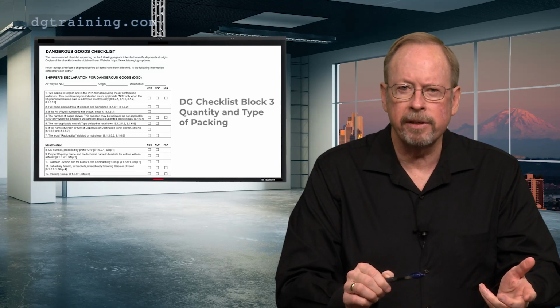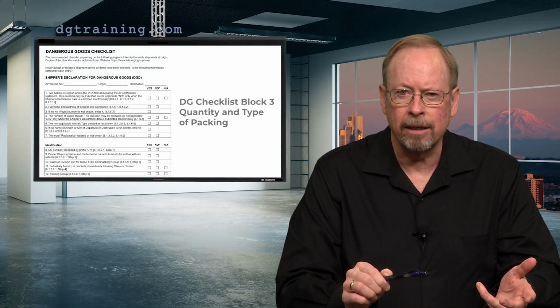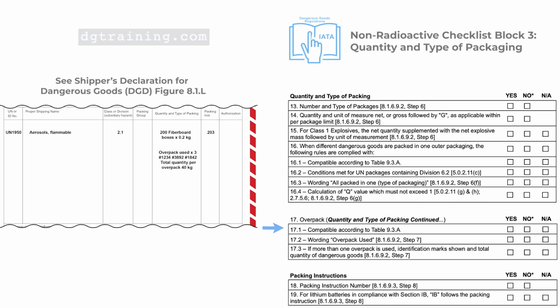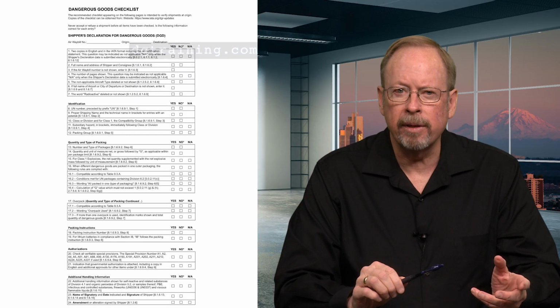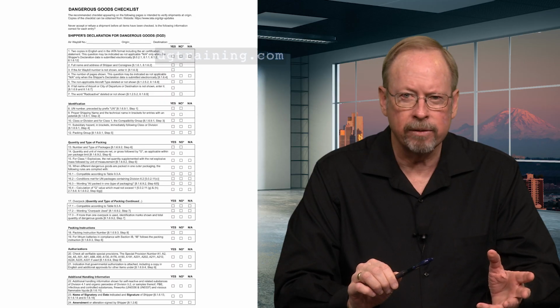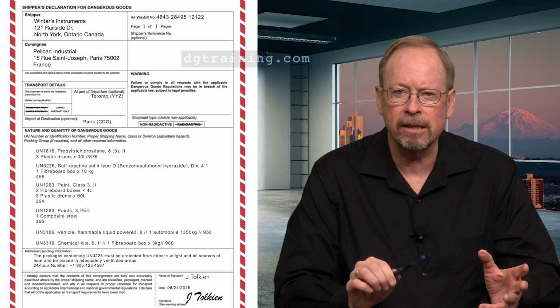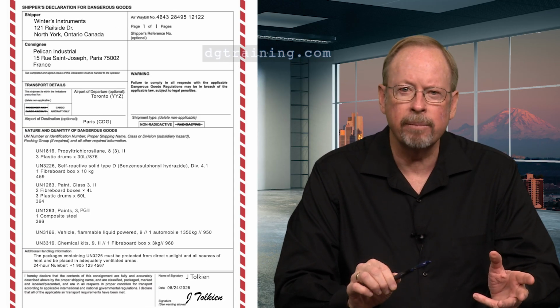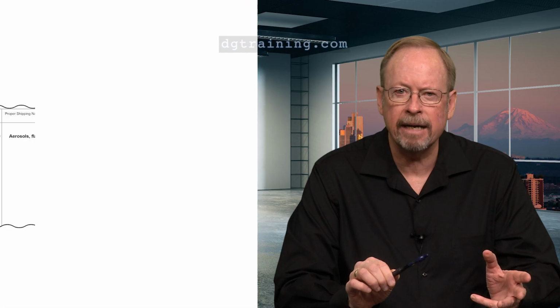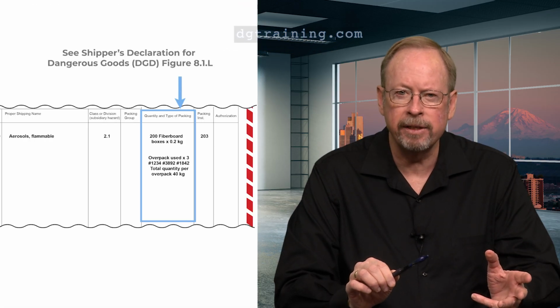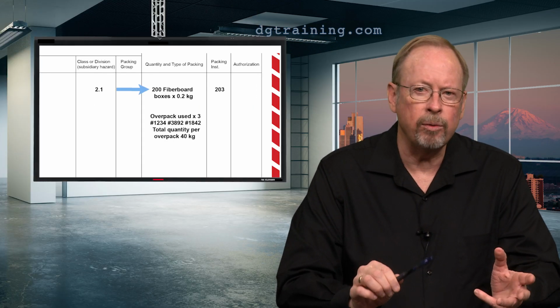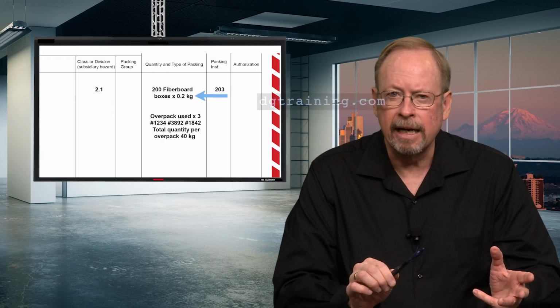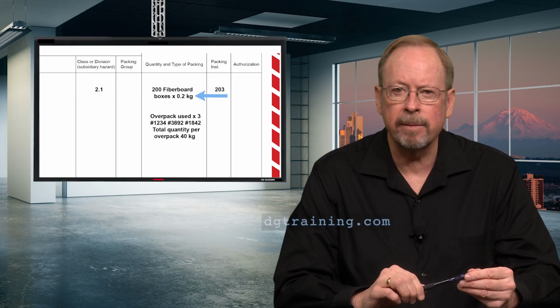If we continue with the example from 8.1L, example 8, we can use the checklist sub-items for overpacks. Remember that we are still on page 1 of the checklist, which pertains to the dangerous goods declaration. We are still talking about the quantity and type of packaging block of the DGD. We know that we have 200 fiberboard boxes and they are 0.2 of a kilogram each.